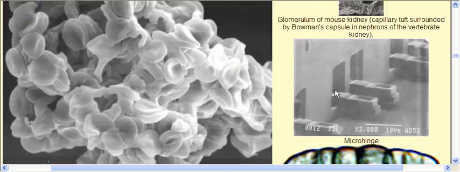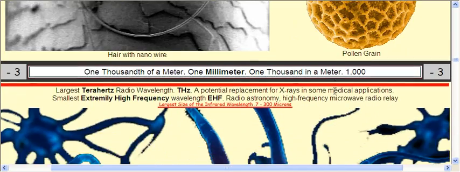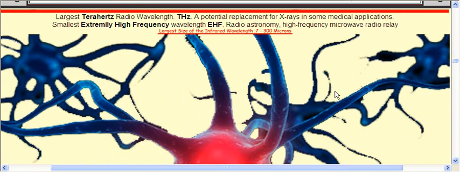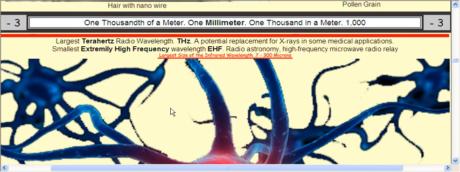They're very small. Okay. Let's go 10 times smaller. 1 millimeter. Now we all know what a millimeter is. Here's the largest of infrared wavelength right here. And here's a terahertz. It's the smallest. It's the largest radio wavelength. Potential replacement for X-rays in some medical applications. So the largest wavelength is this big. And there's the largest infrared wavelength.